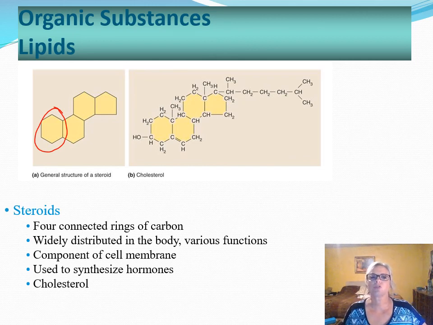They are complex structures. They form things like cholesterol, sex hormones like testosterone and estrogen, adrenal hormones, lots of other different things. So these are very important, and they're widely distributed in the body, and they have lots of different functions. They are a component of cell membranes. Cholesterol is found in the cell membrane. That's what tends to give it a little bit more firm structure.